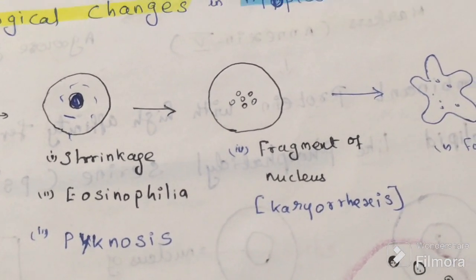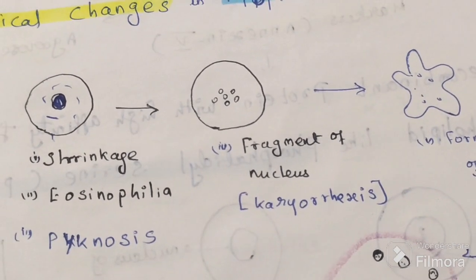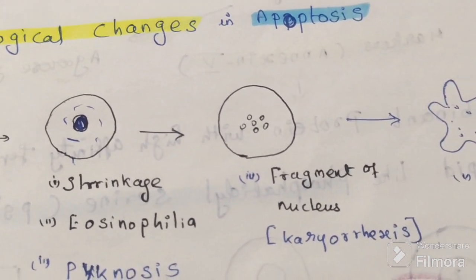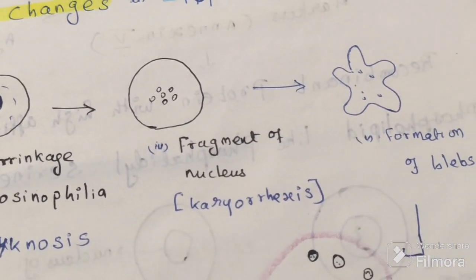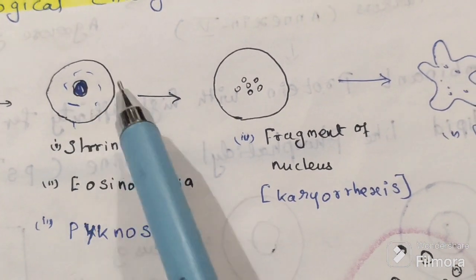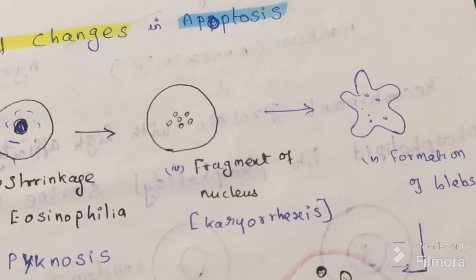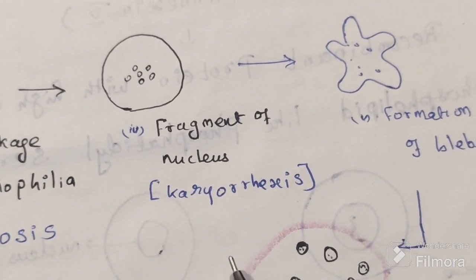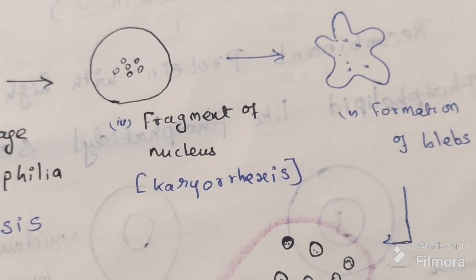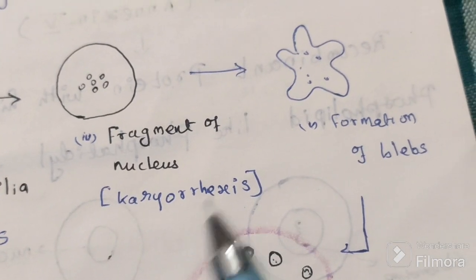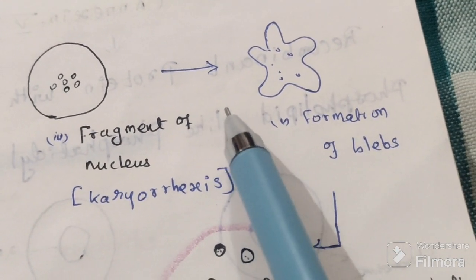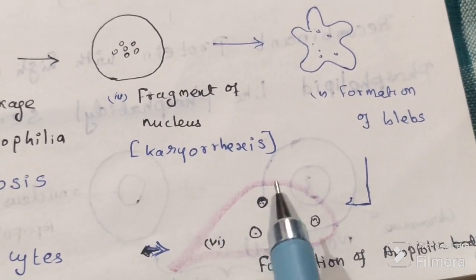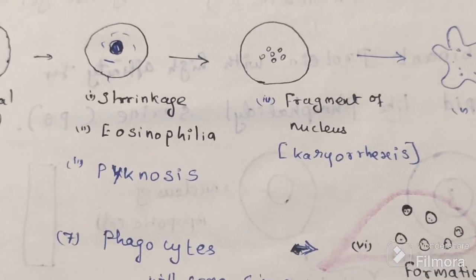Shrinkage and eosinophilia. Next one is pycnosis of the nucleus. The nucleus condenses, and after that it fragments. Here a single nucleus undergoes fragmentation. After that it leads to karyorrhexis. Then the cell membrane forms blebs, the fifth feature, bleb formation. Then apoptotic bodies, small bodies, form. After that phagocytes will come and eat.